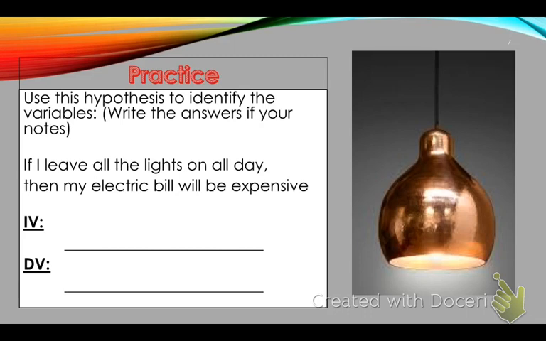So, we're going to do some practice. If I leave all the lights on all day, then my electric bill will be expensive. So, if you leave your lights on all day, then your electric bill will be expensive. So what do you think the independent variable is? Oops, sorry. So answer those 2 questions in your notes, and we will come back and talk about those after this video and when we're in class.